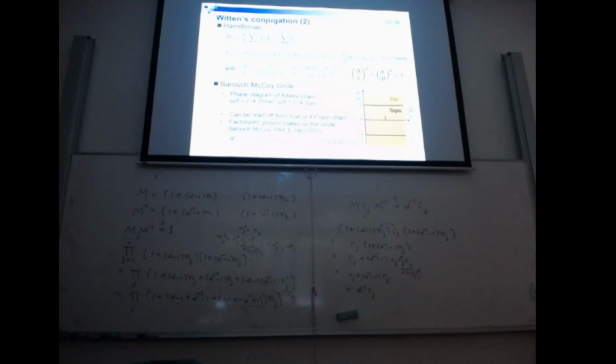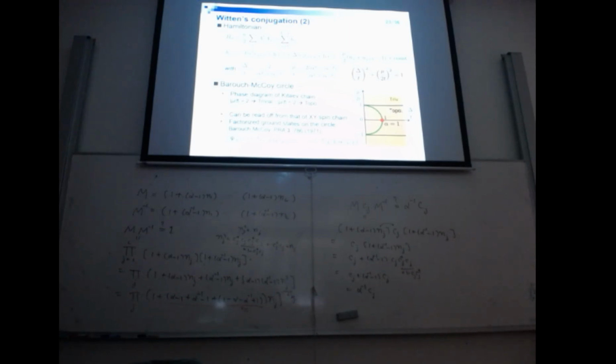And so this is the phase diagram as a function of delta over T and mu over 2T. In this region, the model is topological, and outside is trivial. And this Barouch-McCoy circle corresponds to this semicircle like this. On this circle, you have a decoupling limit, alpha equals 1. And what they found for the spin model was that on this circle, the ground state factorizes like this.